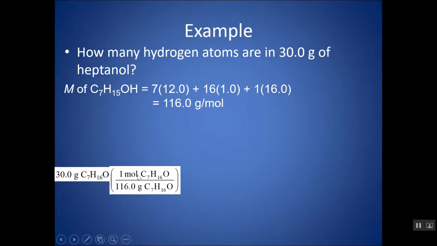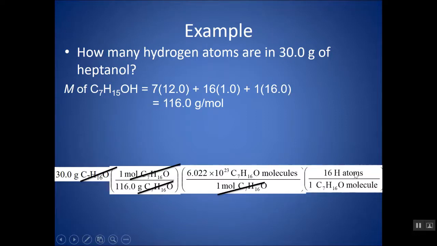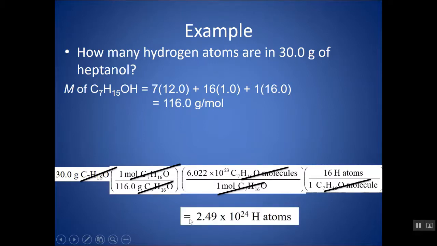I don't know offhand right now how many atoms, but I can go from moles into molecules, because I know that there's Avogadro's number, 6.022 times 10 to the 23rd, number of molecules in every 1 mole for this molecular compound. Now I want how many hydrogen atoms. So that's when I can use the subscripts as conversion factors, meaning for every 1 molecule, there are 16 H's. So I can say there are 16 hydrogen atoms for every 1 molecule. A molecule on the bottom, so it cancels, and I'm left with hydrogen atoms, which is what I want my unit to be. And I rounded to 3 significant figures.